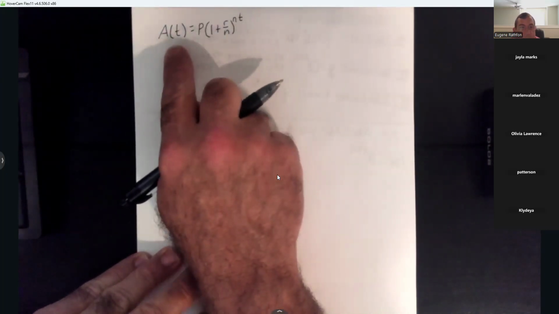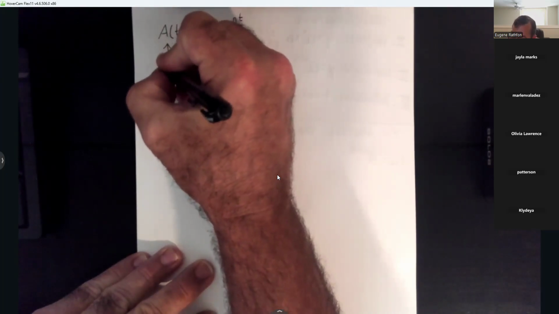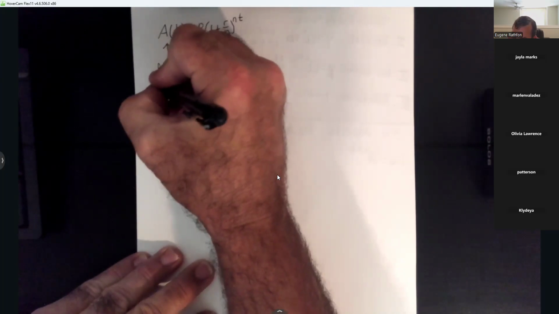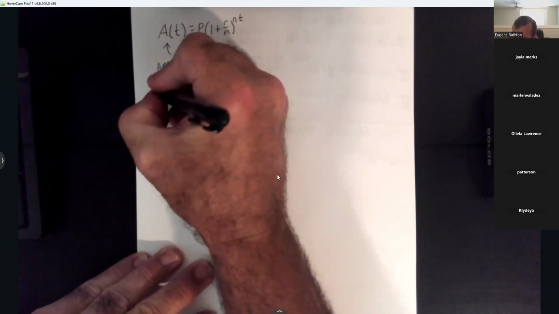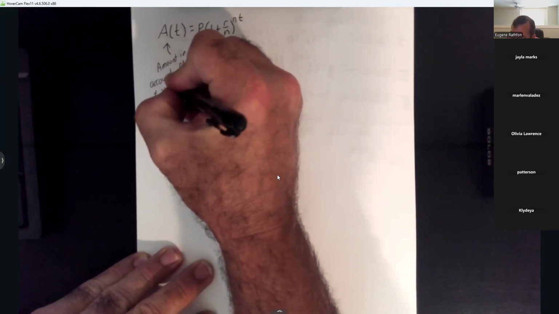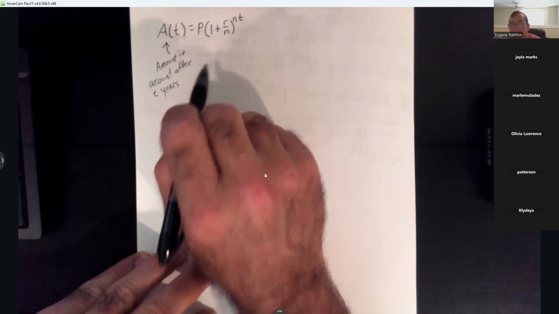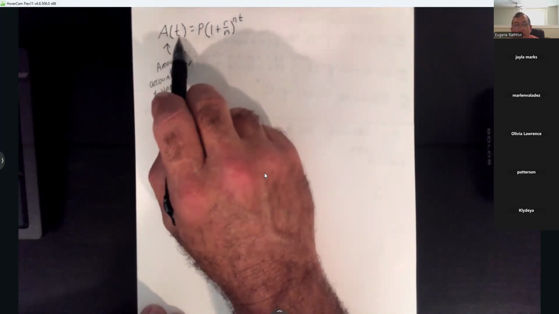All right, y'all, so this equation shows you the amount of money available in the account. So this would be the amount in account after T years. Okay? So this is like investments. You invest 5,000 at a certain percent interest rate and all this. This will show the amount of money in the account at any time T.